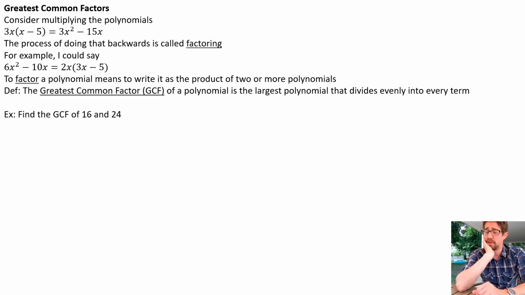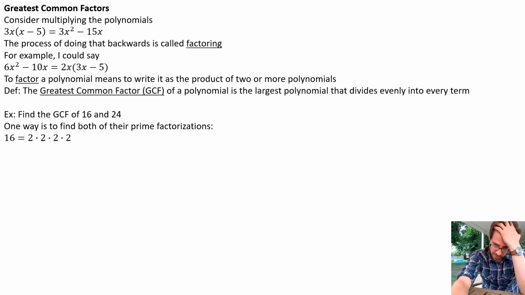Let's just do it with a couple of numbers. Remember, these 16 and 24 technically are polynomials because they're monomials with no x component. So here's a surefire process of doing it every time. Now you might be able to look at these and just say, these both have a factor of 8. Isn't 8 the greatest common factor? Actually, yeah. But I want to show you a process by which you can do it no matter what.